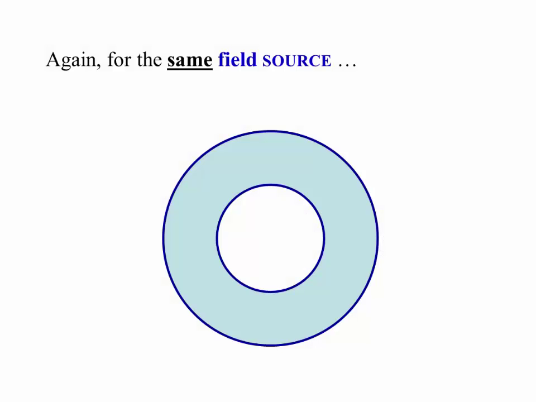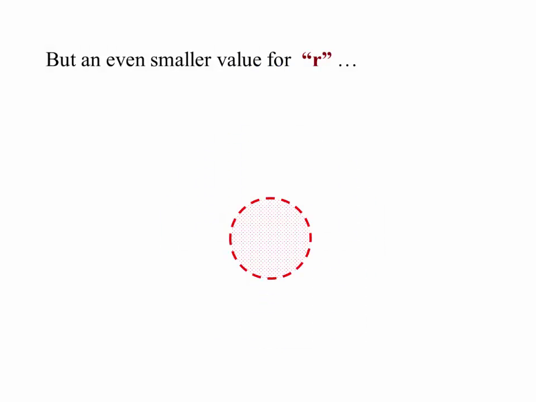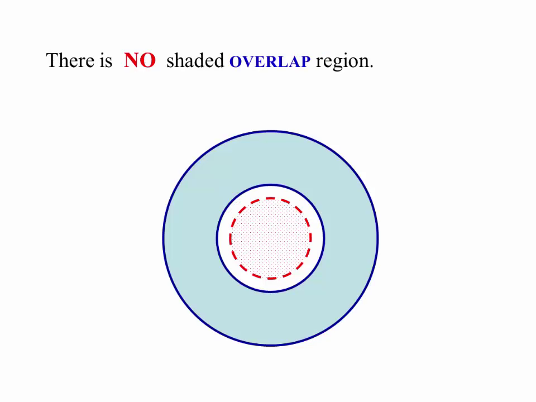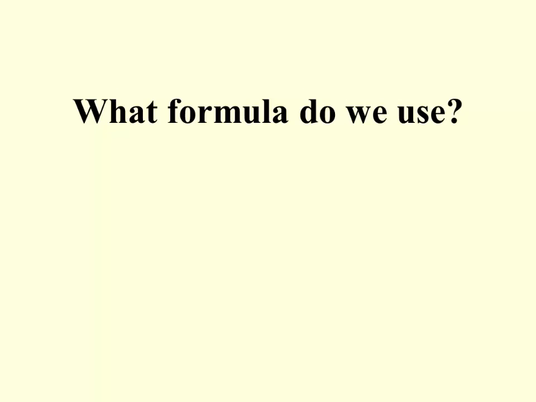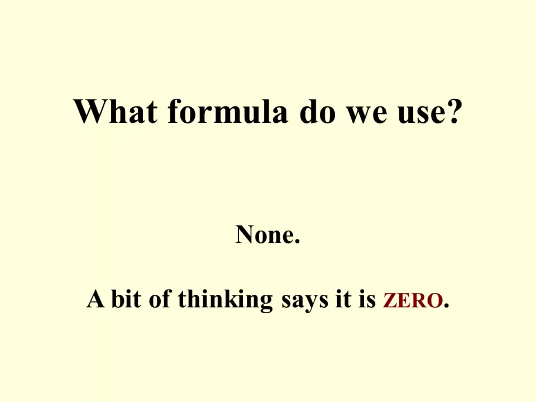And again, for the same field source and an even smaller value for R, when we overlap these two, we see that there isn't an overlap. There are no points that are light blue that are inside the shaded red area, and therefore the empty set is the intersection of these two sets. With R entirely inside that particular source, none of the source is enclosed. What formula do we use? Well, not really a formula, it's zero. Again, you think, and you say, well, how much is there? Nothing is there. The answer is zero.